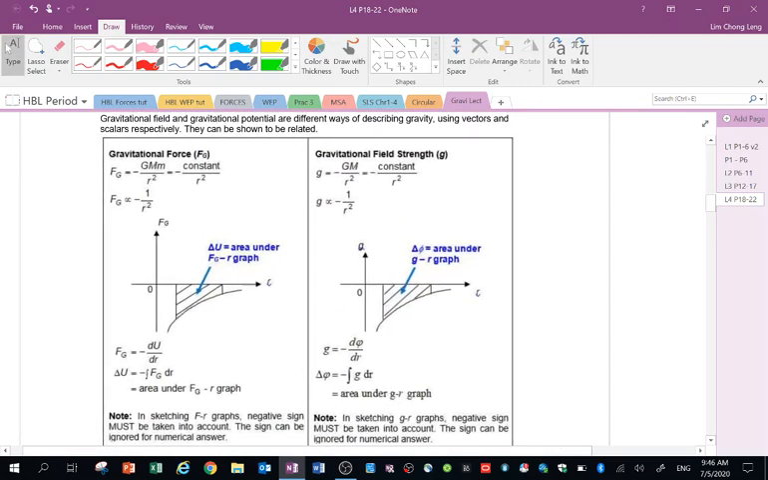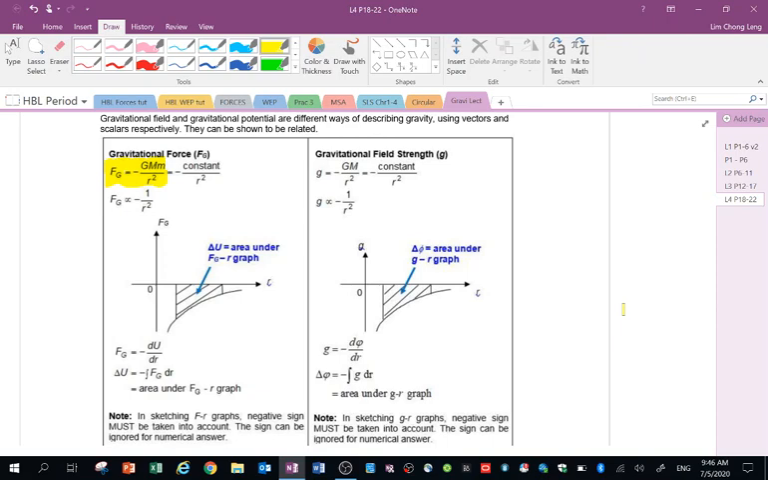The first one is this equation which you need to memorize. However, I need to remind you that this is the vector form of Newton's law of gravitation. So most of the time in calculation, we will drop the negative sign. All right. So this law is an inverse square law. As you can see, Fg is proportional to minus 1 over r square.